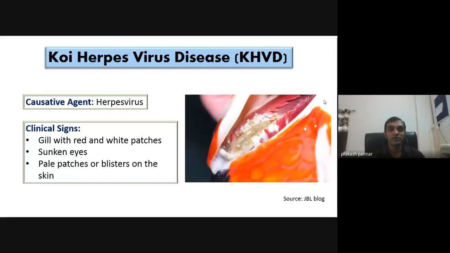Another herpesvirus causes the disease known as koi herpesvirus disease. Here you can see the clinical signs in the gill. Whenever we observe the gill, you can see white patches. These white patches are generally due to the presence of pathogens. When the pathogens are present, they damage the cells and cell necrosis occurs. Whenever cell necrosis is there, that area becomes white in color, so that whitened area you can see in the gill. Then the eye becomes shrunken, and scale patches or blisters will be found on the skin.